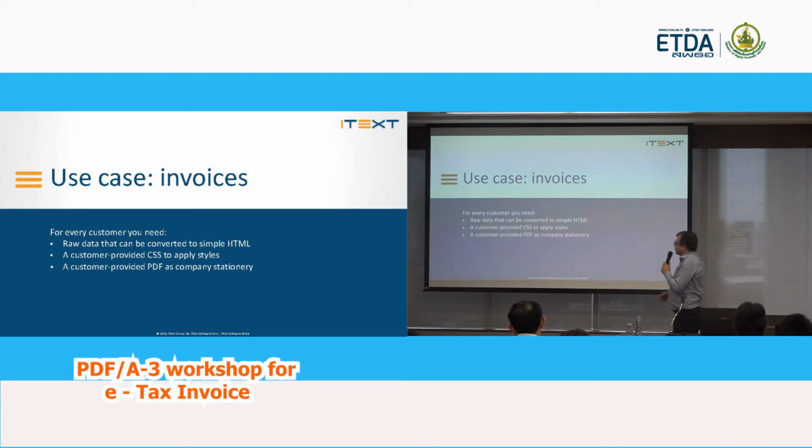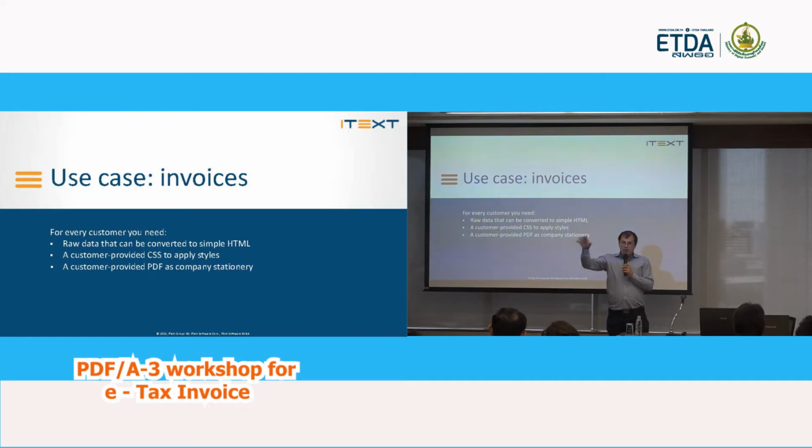So what does this publishing partner do? They ask every customer for the raw data that can be converted into simple HTML. So simple HTML, black text on a white background, and very simple tables. They ask the customer to provide the CSS to apply the styles. Like the table, the header cells need to have a green background, and the font color of the header cells needs to be white. And then they ask for a customer-provided PDF as company stationery. So the letterhead with the logo and the footer with the phone numbers and the address.